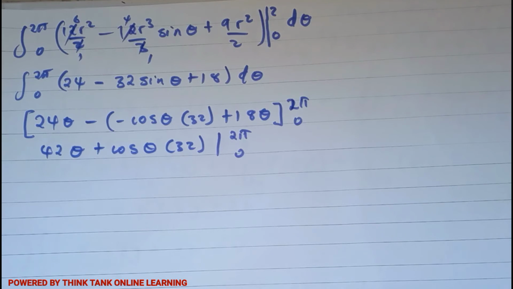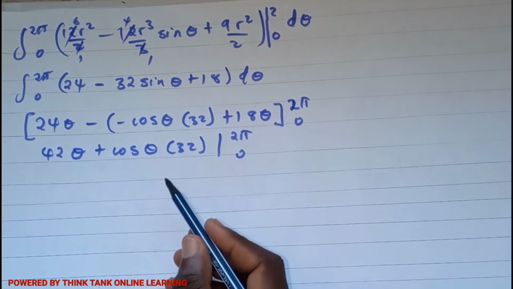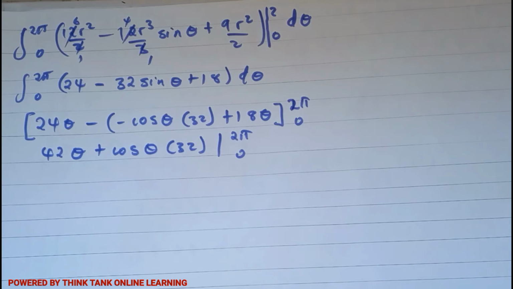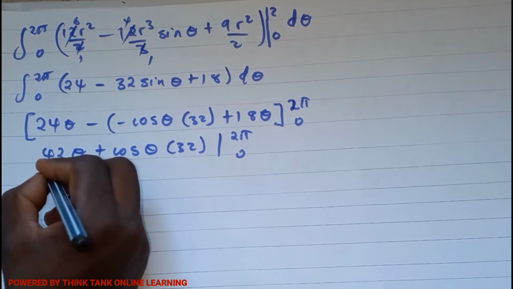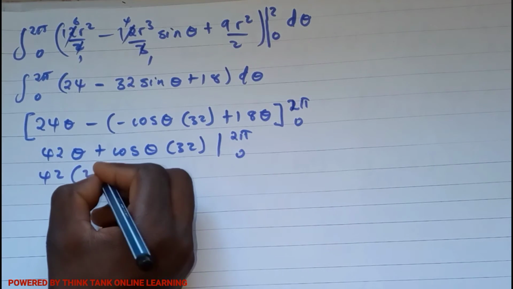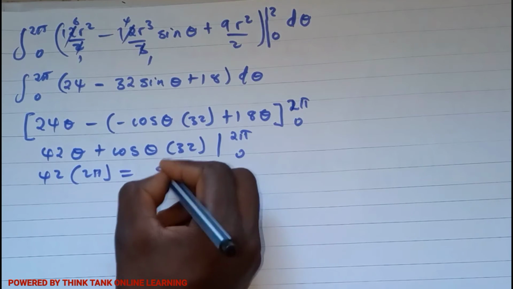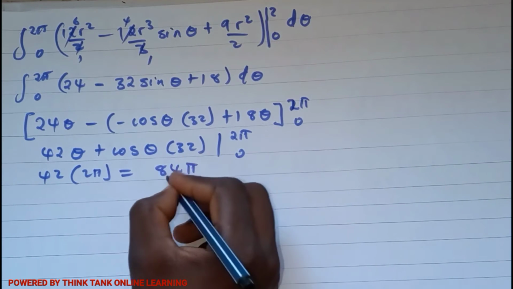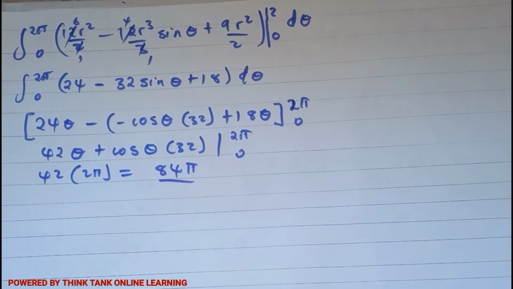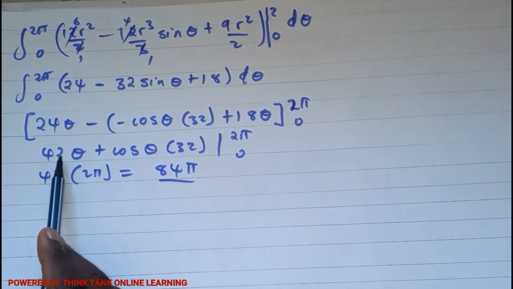You should know that cos 2 pi is equal to 1, and cos 0 is equal to 1. So if you take upper bound minus lower bound, this is going to cancel out, and I'm just left with 42 times 2 pi. So this is equal to 84 pi. Okay, so the total flux is equal to 84 pi.